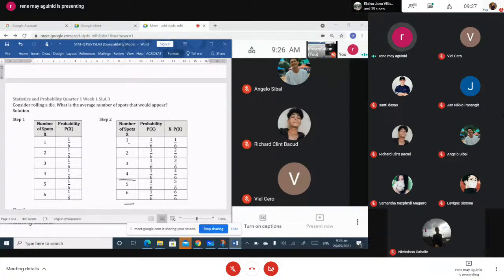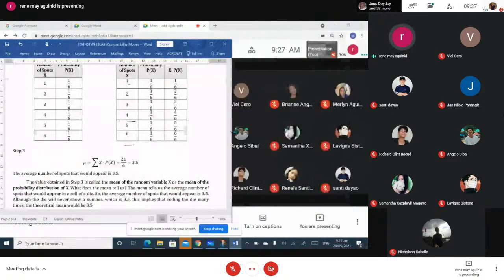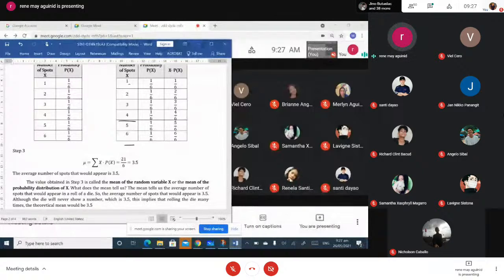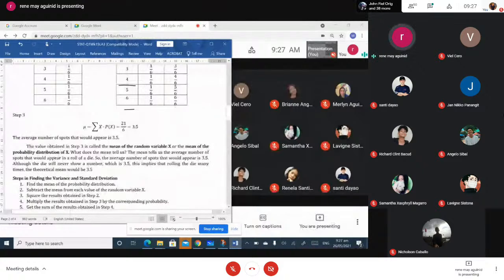Now, in determining your step 3, or your mean, mu, you simply add everything in this column. So 1 plus 2 is 3, plus 3 is 6, plus 4 is 10, plus 5 is 15, plus 6 is 21, divided by 6. We only added all the numerators, diba? But if it is in decimal already, you don't need to divide. If decimals ang nakabutang diri, ang inyong i-add is kung unsay naa diri.